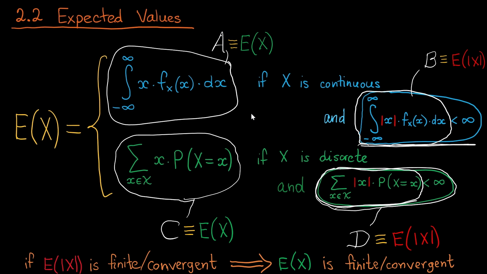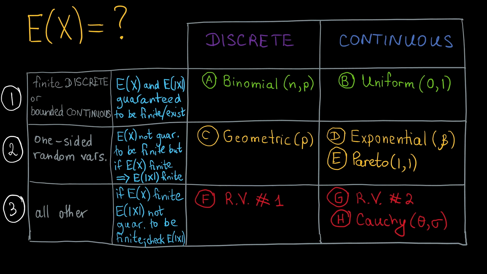Let's briefly recall the definition of the expected value, and in particular the fact that the expected value of x is said to exist only if the expected value of the absolute value of x is finite or converges. But we just looked at 3 examples here in row 2, right? We looked at the geometric, the exponential, and the Pareto distributions. And in all of those cases, we directly computed expected value of x. We did not bother checking whether the expected value of the absolute value of x converges or is finite.